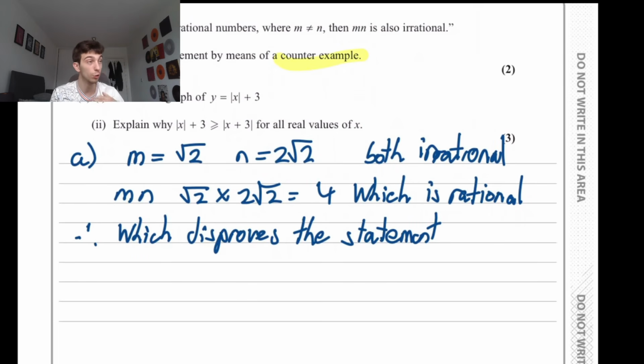You could use other numbers like root 20 multiplied by root 5, for example. That'll give you root 100, which is then 10. You could do pi multiplied by 1 over pi. That's just going to be 1. These are all other examples that you could use and would be fine.